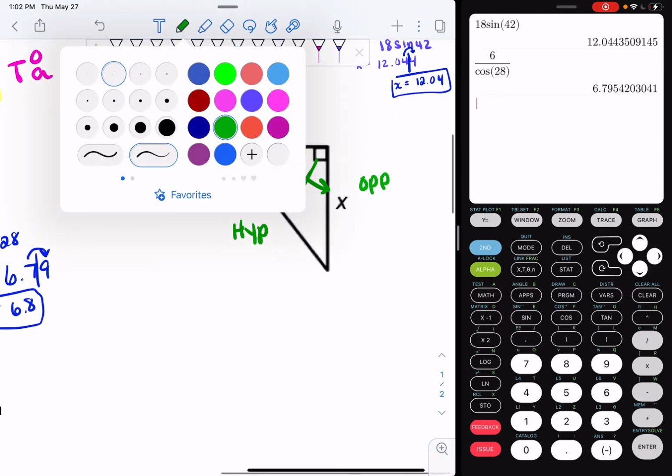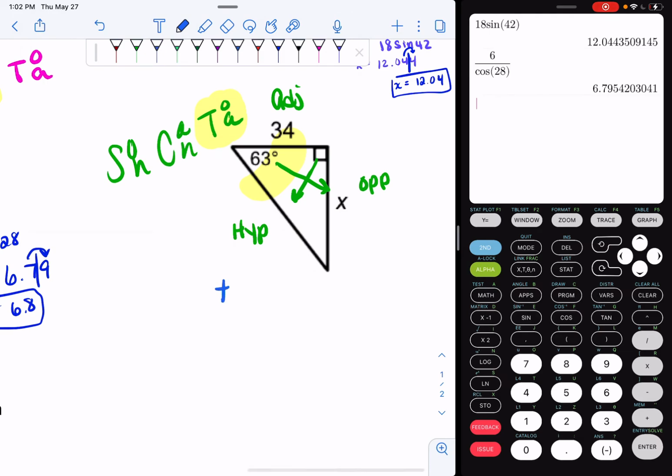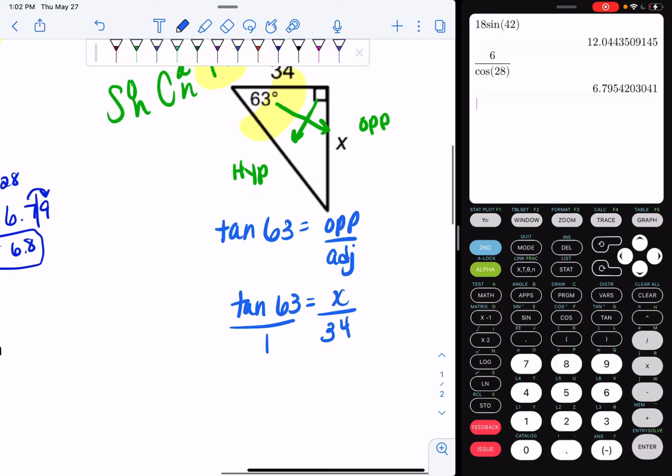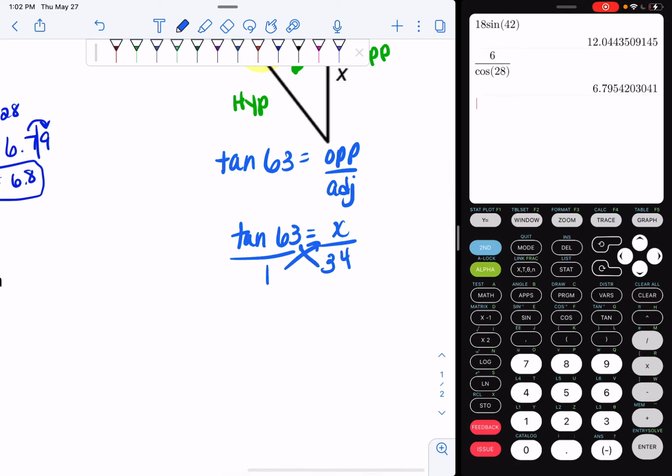So if we want to solve for x, we can say tan of 63 equals opposite over adjacent. We know our opposite is x, and our adjacent is 34. This tan of 63 is really over 1. Now I cross multiply, and I get x is equal to 34 tan 63. I type this into my calculator, hit enter, and I get 66.72.